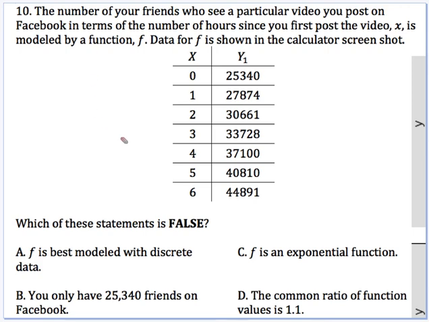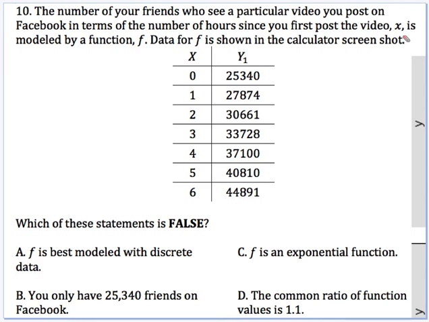All right, moving on. Here's another application problem. I'm telling you, there's a lot of application problems in this unit. The number of your friends who see a particular video you post on Facebook, in terms of the number of hours since you first posted the video, X, is modeled by this function F.